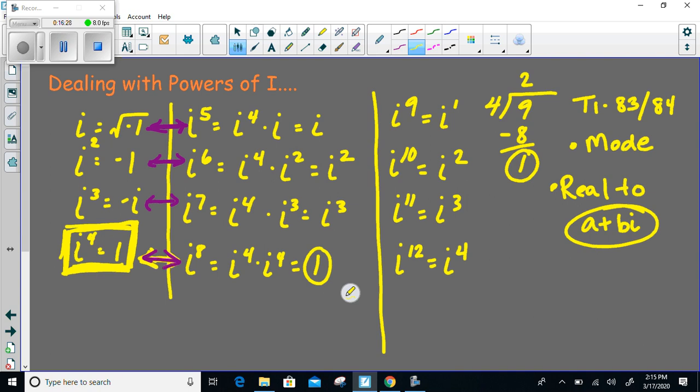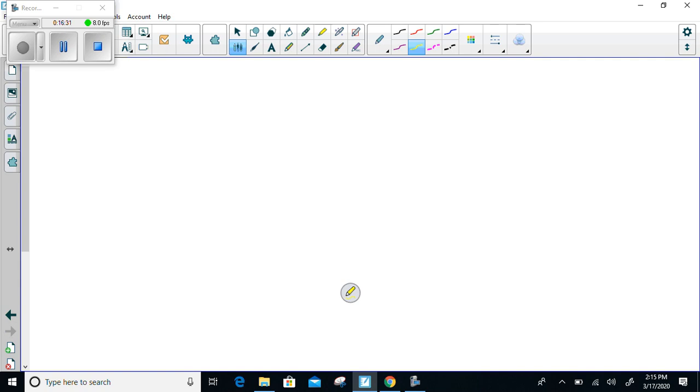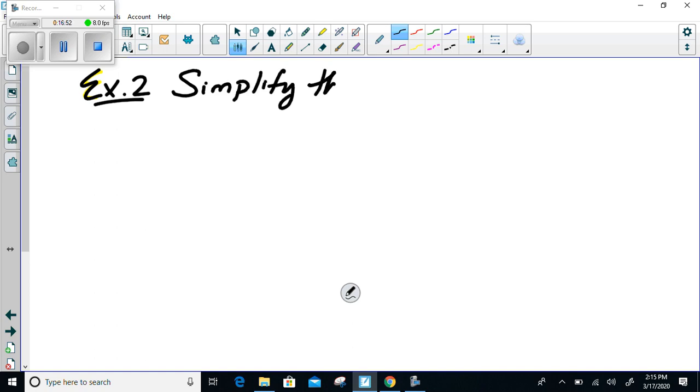But let's do some of these problems dealing with 4. We want to, because again, i to the 4th is 1. We want to see, as I deal with bigger and bigger powers of i, what that would look like. So let's call this example 2. Example number 2. Simplify the following. So let's look at i to the 77th power.